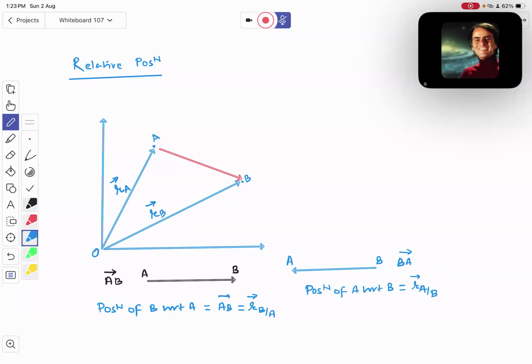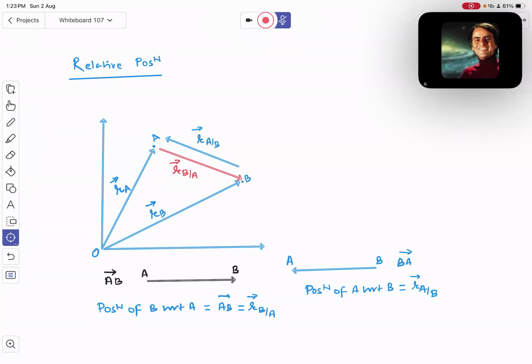So what you will see is that the arrows AB and BA are of the same length, but in exactly opposite direction. Maybe I'll draw another color for it. Check out the red arrow: it is the position vector of B with respect to A. The blue one is the position of A with respect to B.